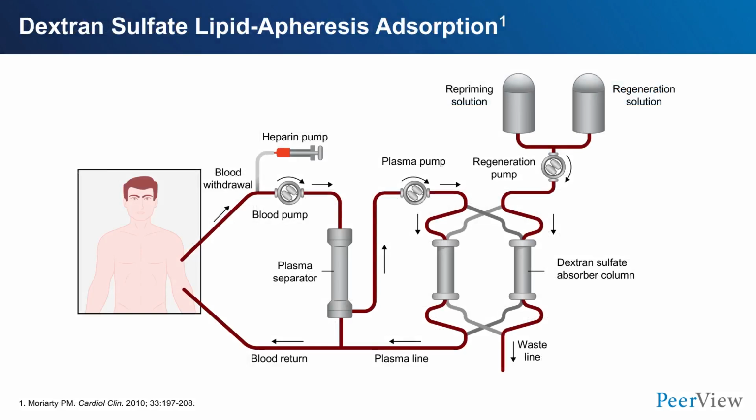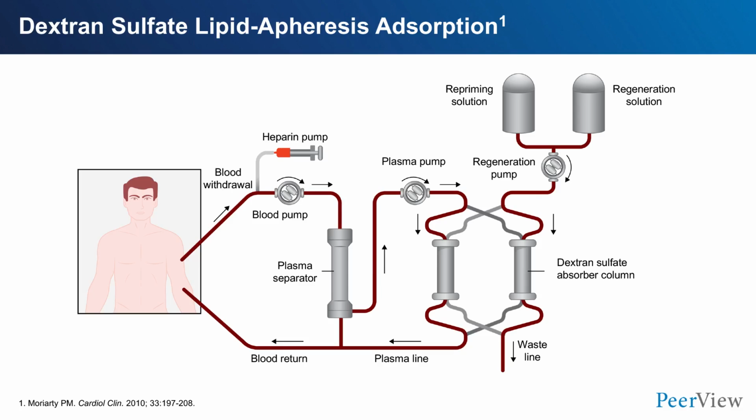So the only apheresis process that's approved in the United States is the so-called dextran sulfate system. Basically, blood is withdrawn from the antecubital veins at a slow rate of less than 100 cc's a minute. A heparin pump is used for anticoagulation. The plasma is separated, and it goes through the dextran sulfate filters, which are negatively charged because ApoB is a positively charged molecule. So the dextran sulfate binds the ApoB, and then the plasma is returned to the patient with the blood that was removed earlier.